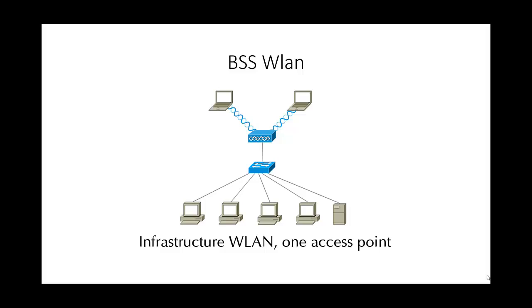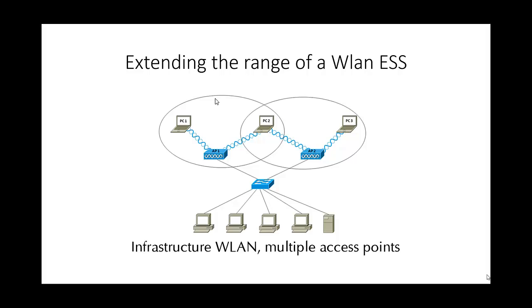By using more than one access point, you can extend the range of a WLAN, as shown on the screen now. The set of services provided by this type of WLAN, where there is more than one access point, is known as an Extended Service Set, or ESS. The region within the range of an access point is known as a radio cell.